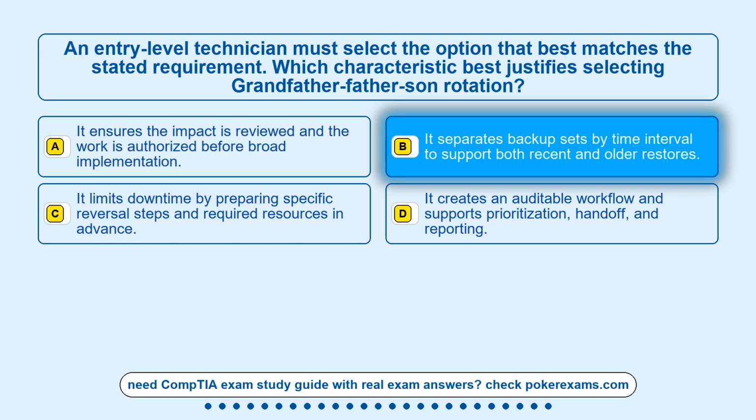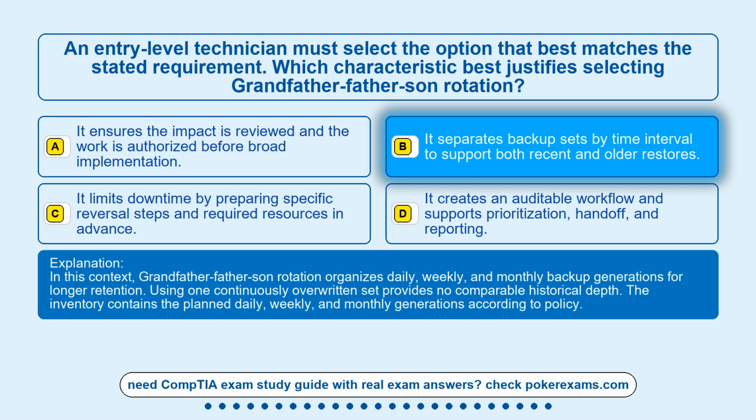The correct answer is option B. It separates backup sets by time interval to support both recent and older restores. In this context, grandfather-father-son rotation organizes daily, weekly, and monthly backup generations for longer retention. Using one continuously overwritten set provides no comparable historical depth. The inventory contains the planned daily, weekly, and monthly generations according to policy.